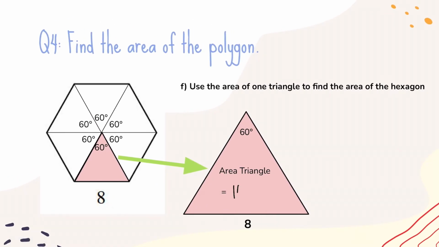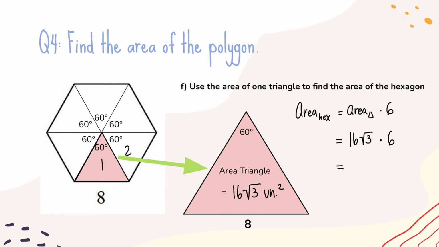So this is problem F. And problem F is just telling me to finish off this problem. Problem F says use the area of that one triangle to find the area of the hexagon. So notice that when I told you guys before that the area of the hexagon is just going to come out of these triangles. I know that if I found the area of one of the triangles and multiplied that by 6, that's going to give me the total area. So my area of my triangle is 16 square root of 3, and I'm going to multiply that by 6 because there are 6 triangles in here.